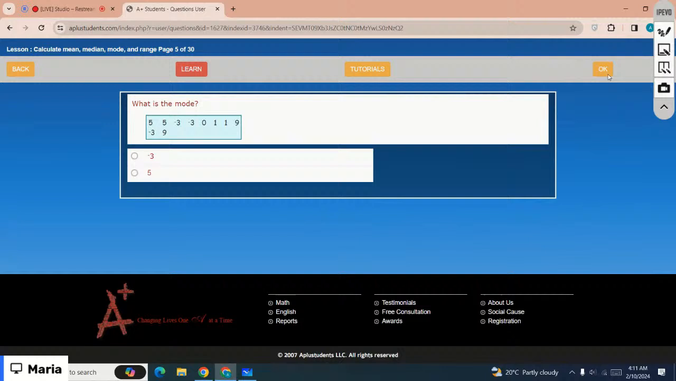What is the mode? So mode is the number that appears the most often in the given data. So what is the mode?